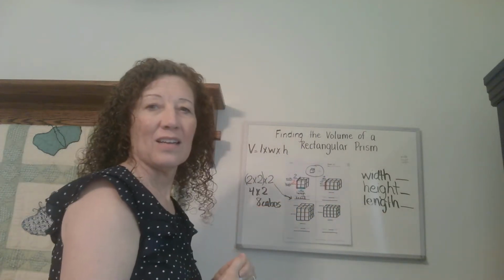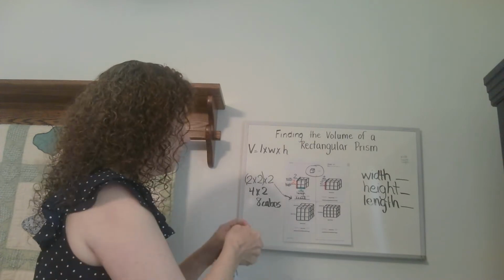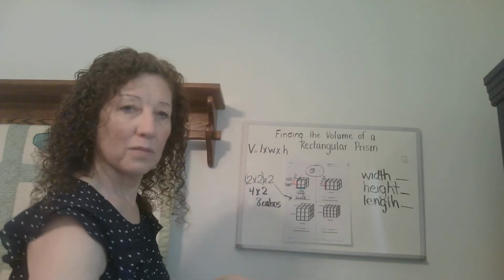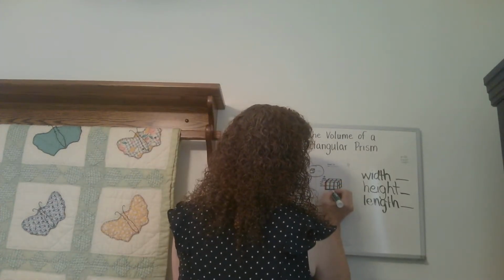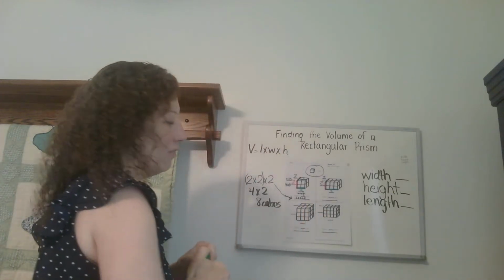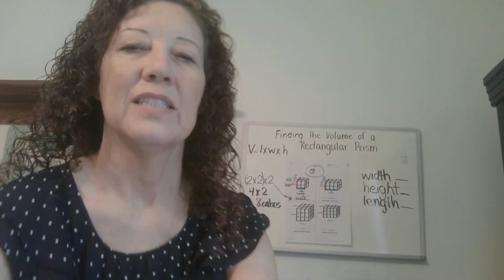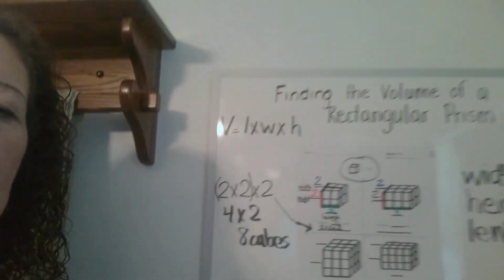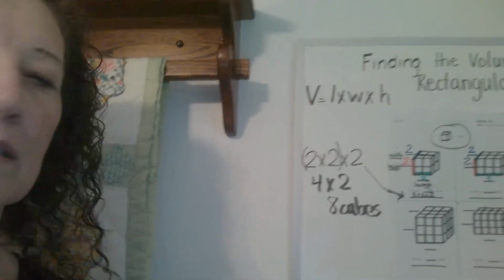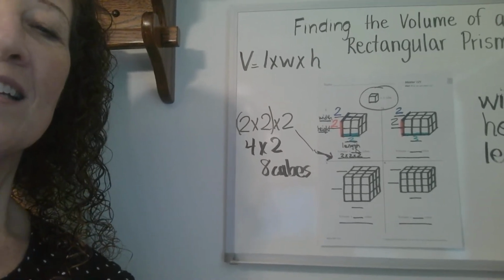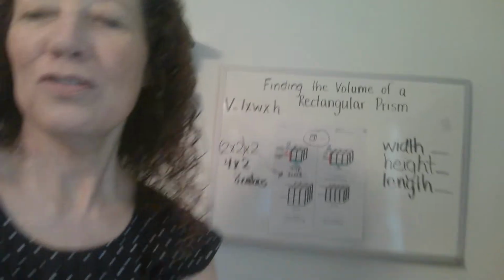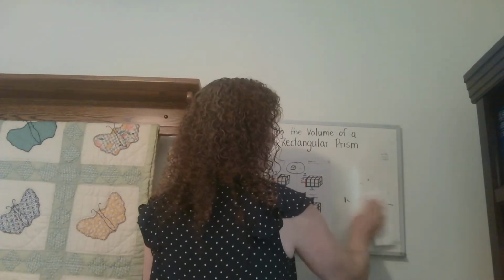And then we are going to measure the length. Where's my green go? Here it is. And there's 3 cubes for that. Okay, now, let me see if I can let you see that a little closer up. Okay, so what would our number sentence be? Good job, it would be 2 times 2 times 3. So I'm going to write that over to the side so you can see it.